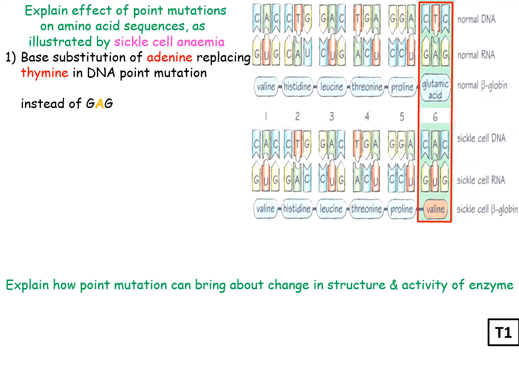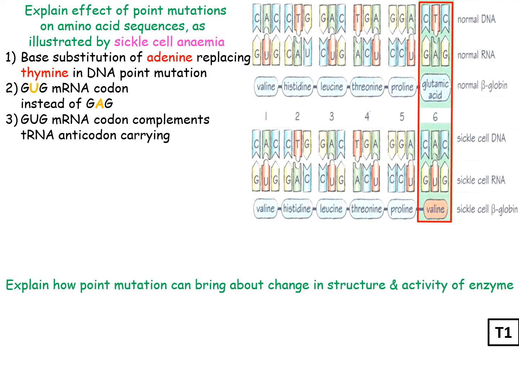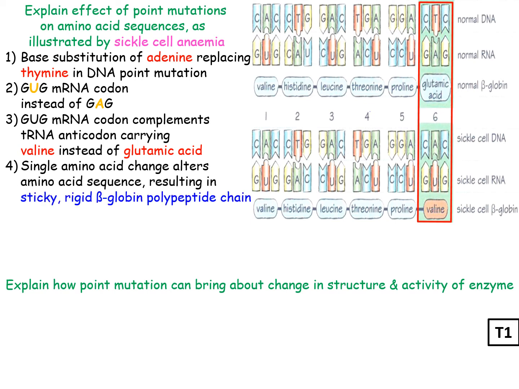So instead of GAG in the mRNA, we've got a GUG mRNA codon, and that GUG mRNA codon is complementary to a tRNA anticodon that carries a valine amino acid instead of glutamic acid. So we end up with valine instead of glutamic acid in the polypeptide chain at the 6th amino acid. And this single amino acid change, having valine instead of glutamic acid, results in a sticky, rigid beta-globin polypeptide chain.